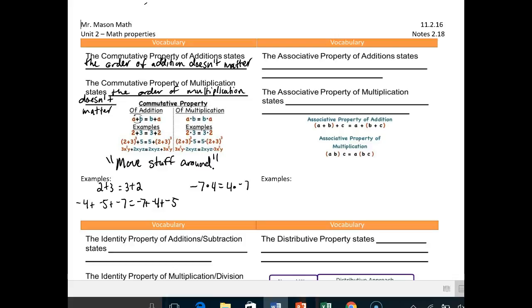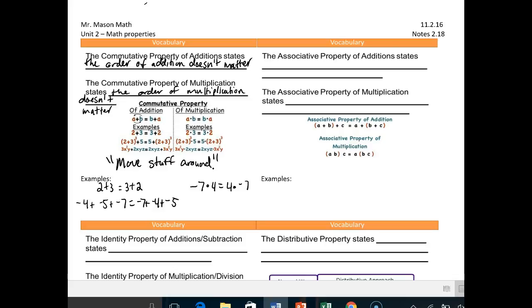There is no commutative property of subtraction or division, right? Because 2 minus 1 is 1, whereas 1 minus 2 is -1, right? And 2 divided by 1 is 2, whereas 1 divided by 2 is 1/2. So there's no commutative property of subtraction or division.